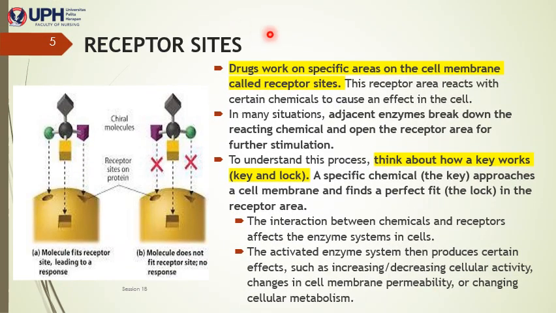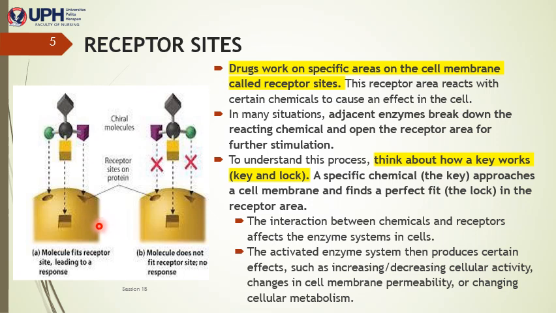Now let's talk about the receptor sites. The drugs will work on specific areas on the cell membrane called receptor sites. So this is the receptor site. This receptor area will react with the chemical that then causes the effect inside the cell. In many situations, the adjacent enzymes break down the reacting chemical and open the receptor area for further stimulation.